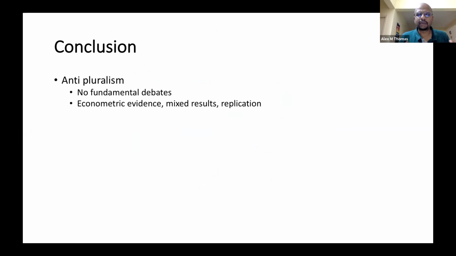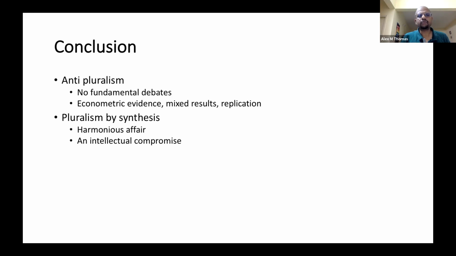The kind of debate that could happen because of thematic pluralism is that there is econometric evidence, which is given a lot of importance, especially with the increase in computing power and big data. There are talks about mixed results. There are debates on whether it has been replicated properly or not, but core fundamental debates don't really happen.